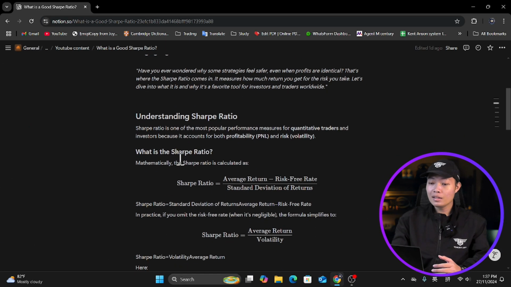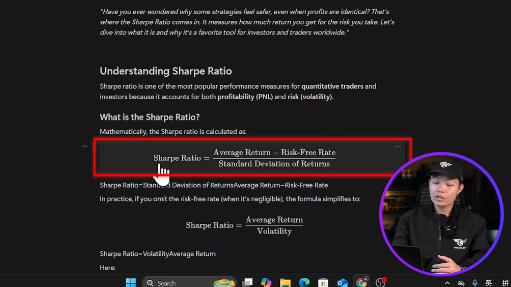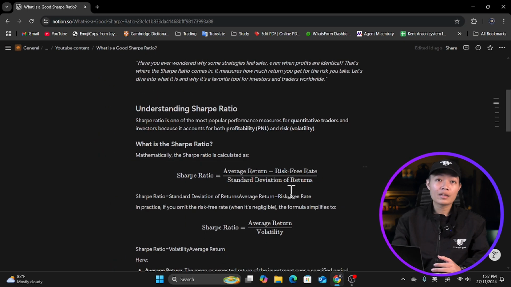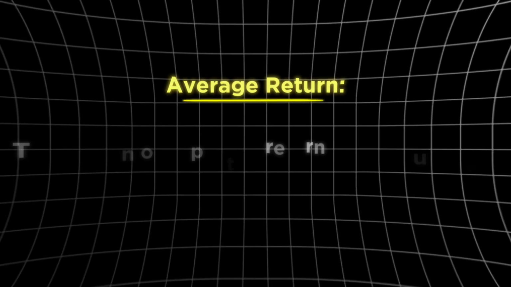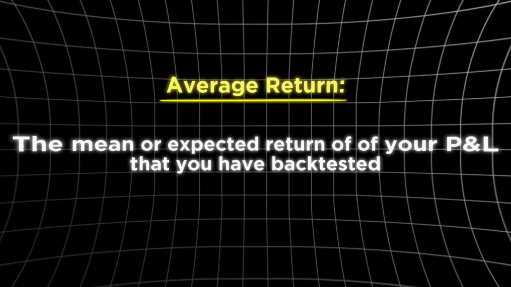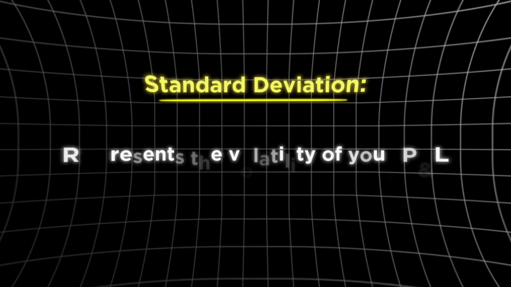Mathematically, the Sharpe ratio is calculated as the average return minus the risk-free rate, divided by the standard deviation of the return. In practice, we normally just ignore the risk-free rate. The formula can be simplified into: Sharpe ratio is equal to average returns divided by the volatility. The average return means the expected mean of your P&L that you have backtested. Volatility means the standard deviation of your P&L.